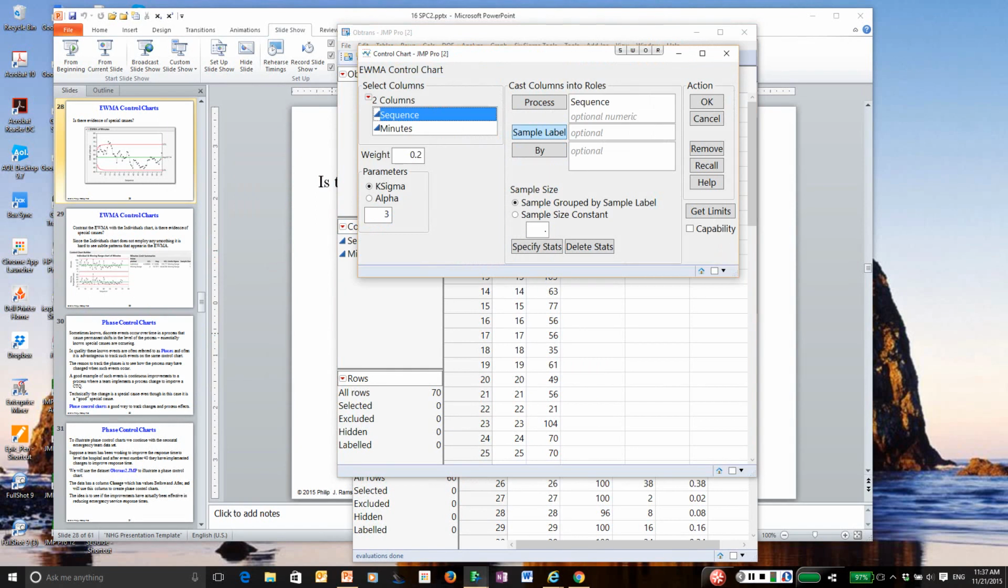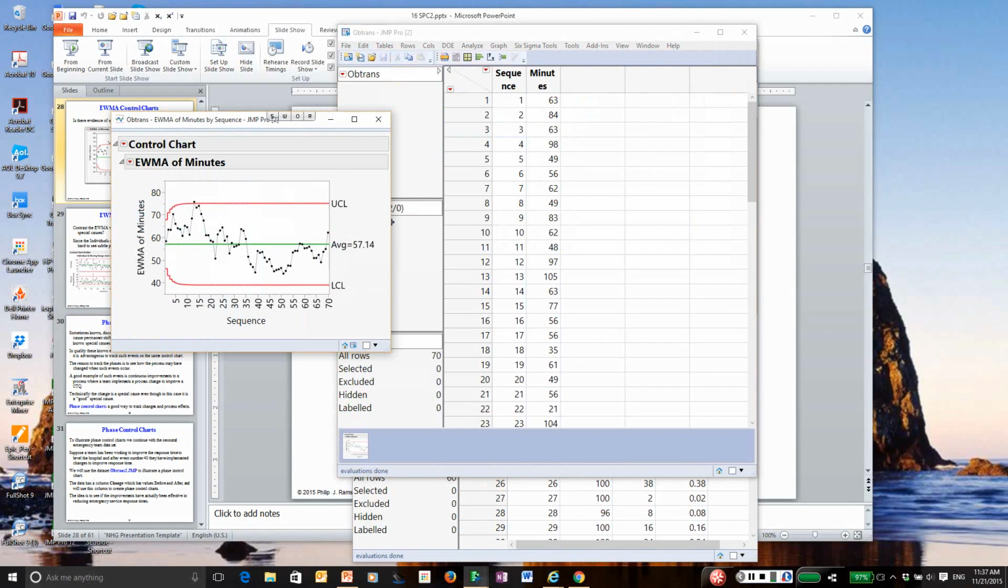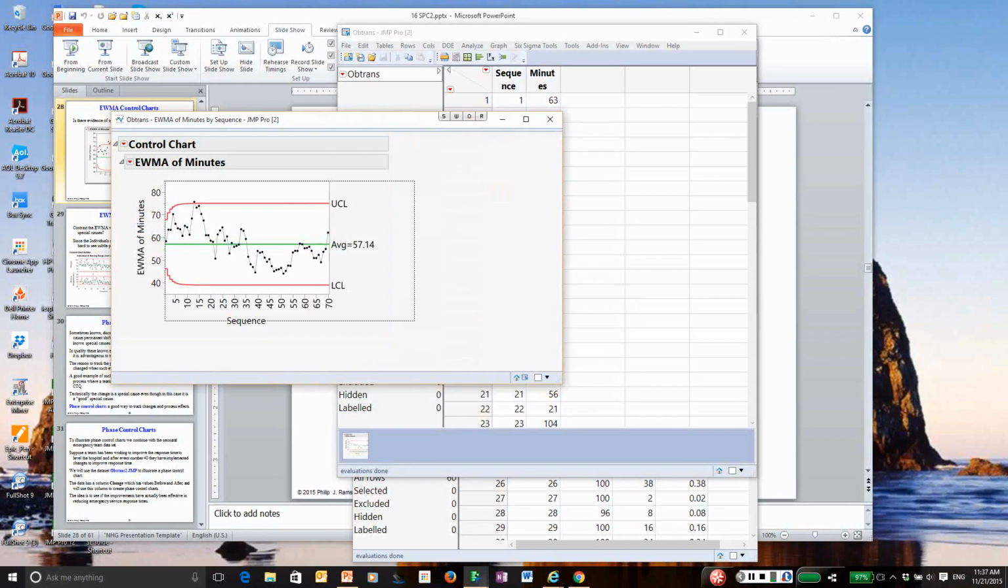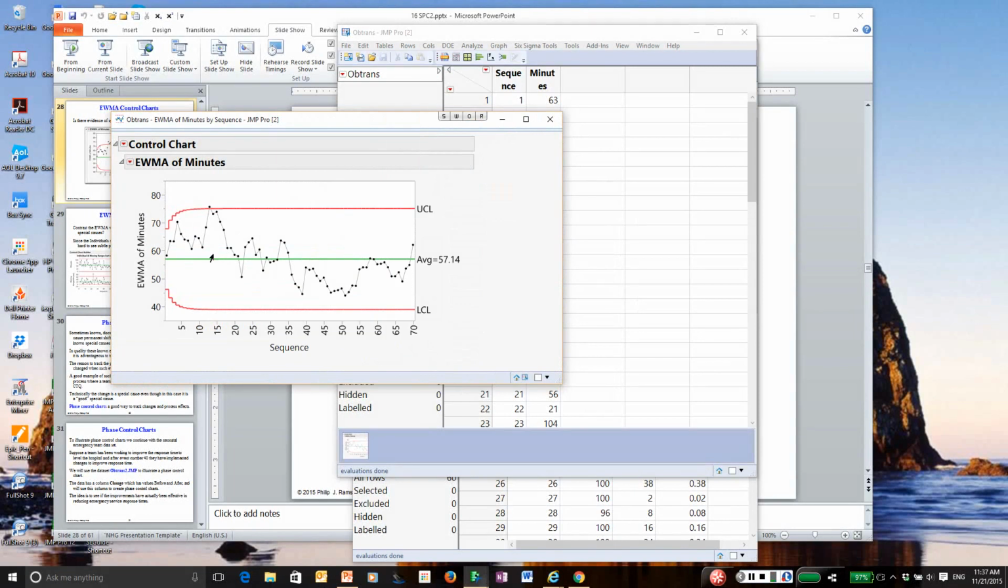So the sequence is the sample label, the process is the time in minutes, and I'm not going to worry about where we set the control limits, given this is not an in-control process. But you can see on this chart, it does appear like there may be 3 distinct shifts, which may indicate that people have been working on the process. Also notice the average time is 57 minutes, almost an hour to leave the hospital.